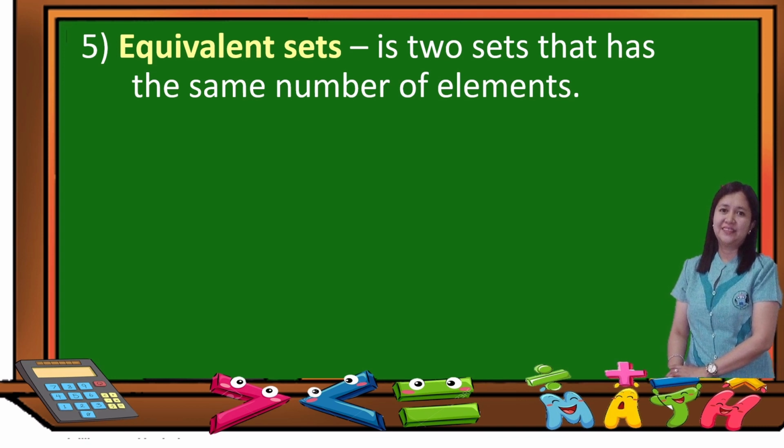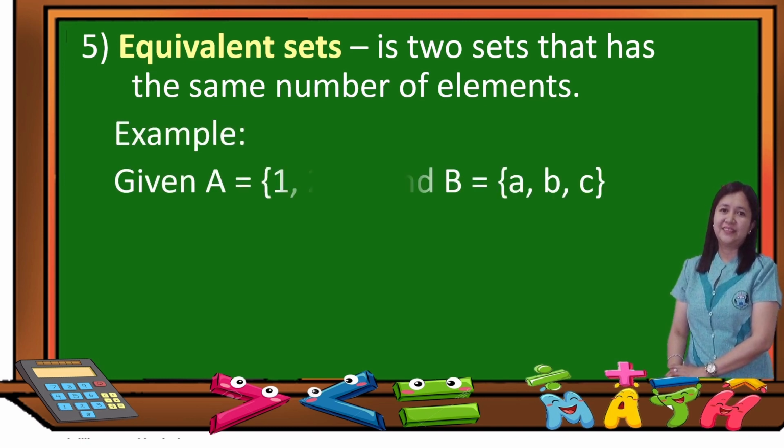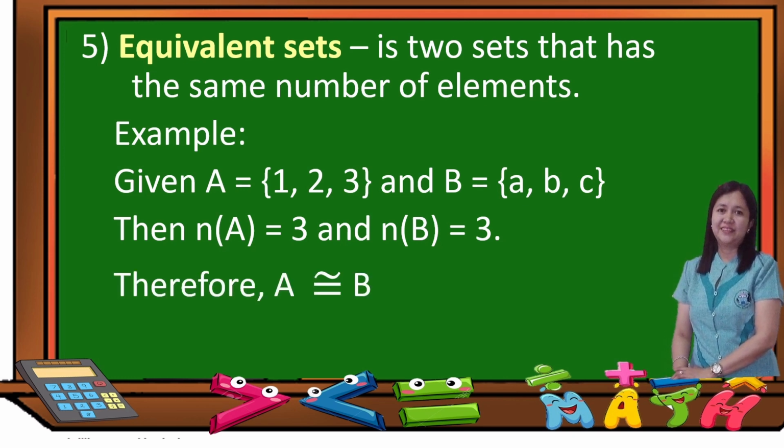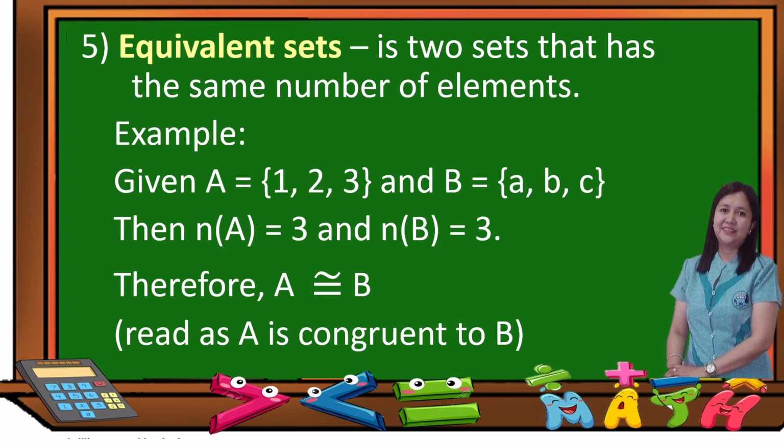Equivalent sets. If two sets that has the same number of elements. Example, given set A 1, 2, 3, while for set B the elements are A, B, C. Then the cardinality of set A is 3, the cardinality of set B is equal to 3. Therefore, they are equivalent, meaning you just have to count the number of elements. Therefore, A is congruent to B. Plus, that is the symbol for congruent.